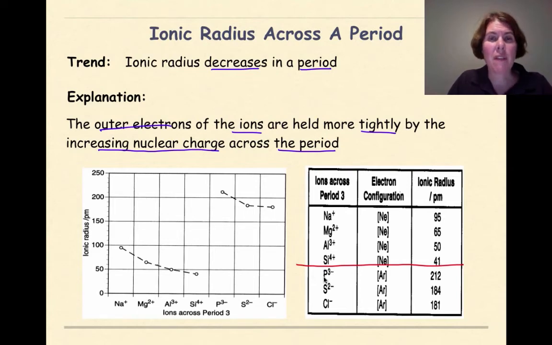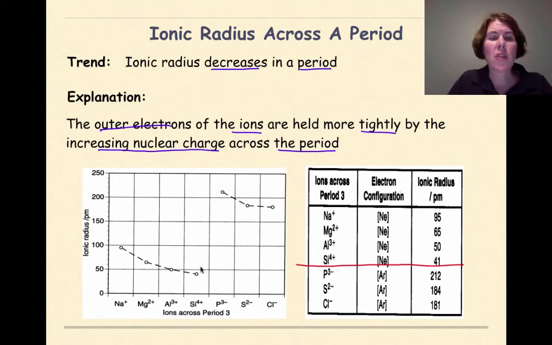Then we start at phosphorus, and phosphorus gains 3 electrons to get that full outer shell of 8. So it's going to have the largest ionic radius, but then with sulfur, even though it gains 2 electrons, the nuclear charge increases and the ionic radius gets a little bit smaller, and chlorine gains 1 electron to get 8 in its outermost shell, still increasing nuclear charge, and its ionic radius is going to get smaller.